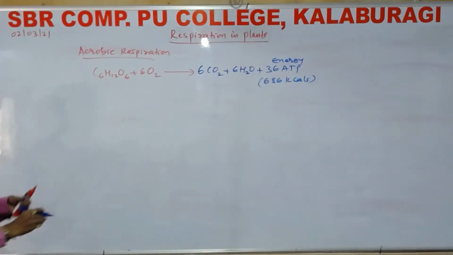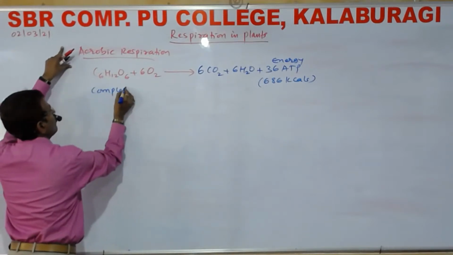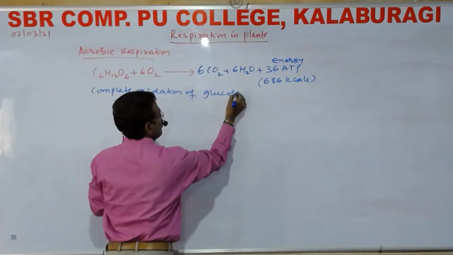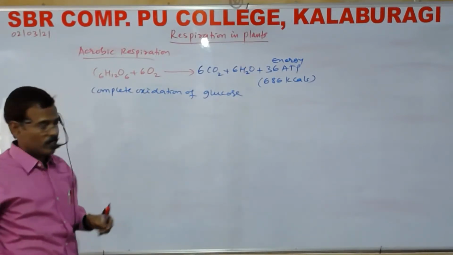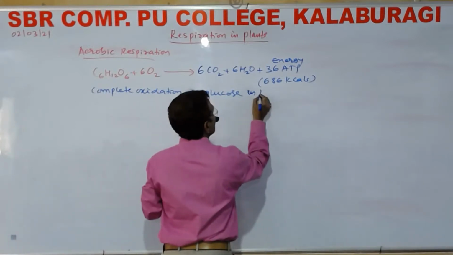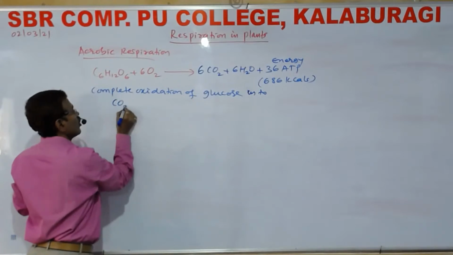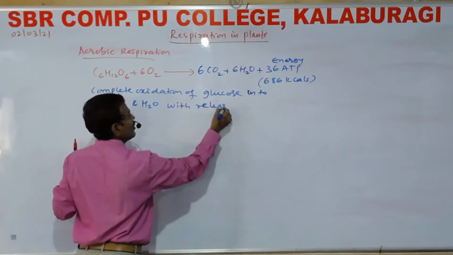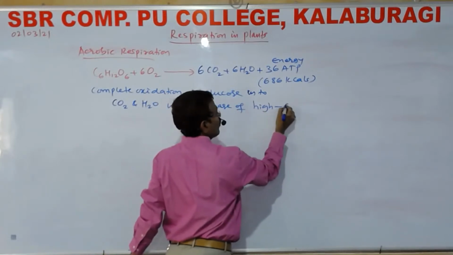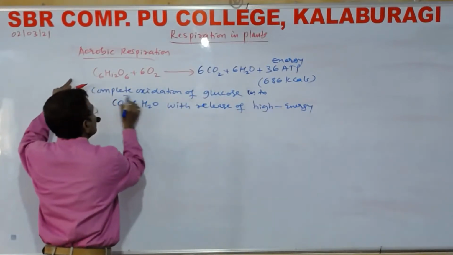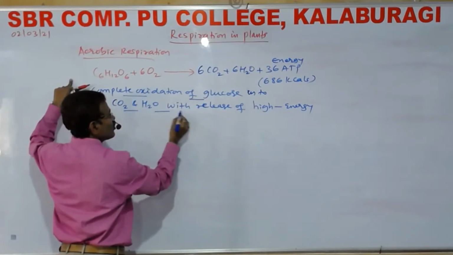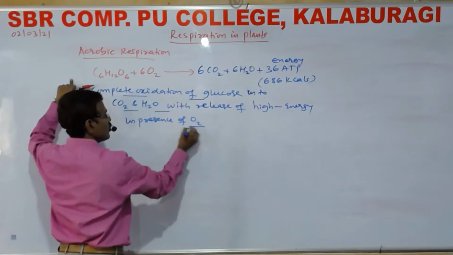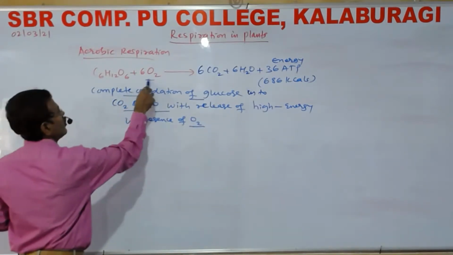Aerobic respiration is the complete oxidation of glucose, that is the respiratory substrate. Glucose is the commonly used respiratory substrate. So, complete oxidation of glucose into carbon dioxide and water with the release of a high amount of energy. This occurs in the presence of oxygen. That's what we are doing.